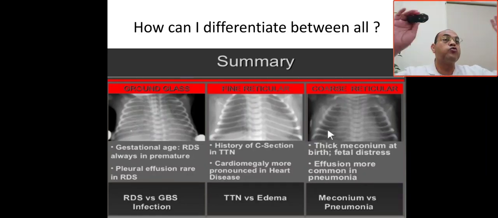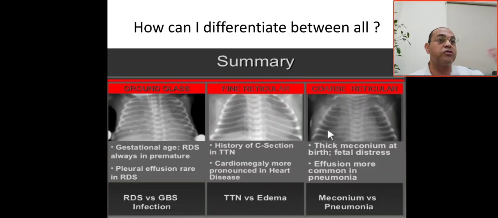If these are coarse features, it will be only two. It will be diffuse bilateral coarse infiltrates. It will be meconium or pneumonia. How to differentiate? Take history. It will give you a history of sticky meconium and fetal distress. And effusion is common with pneumonia.